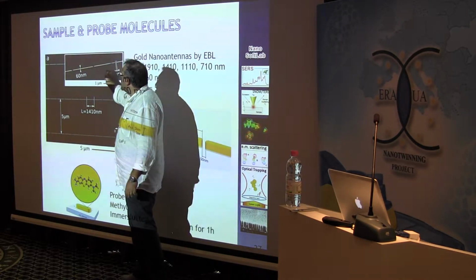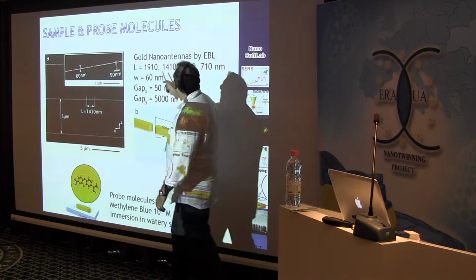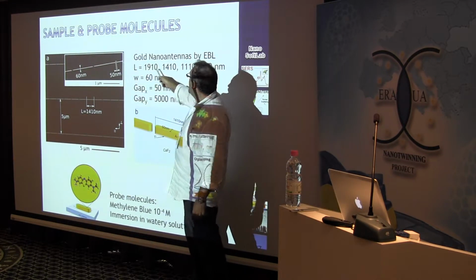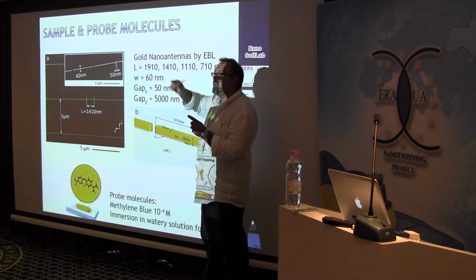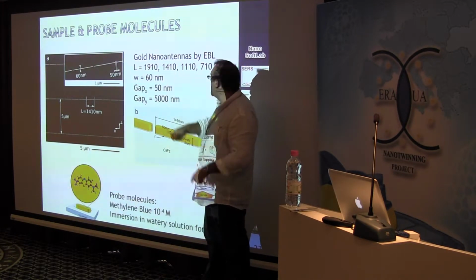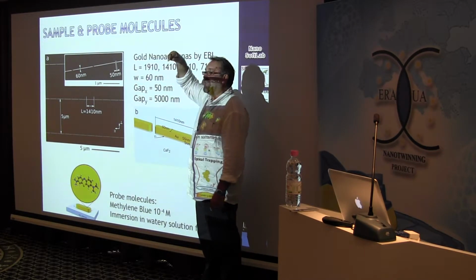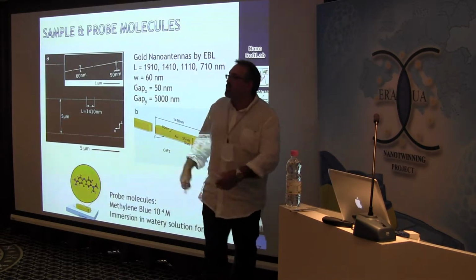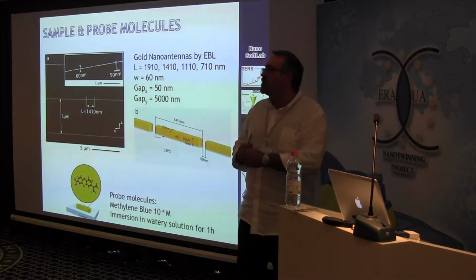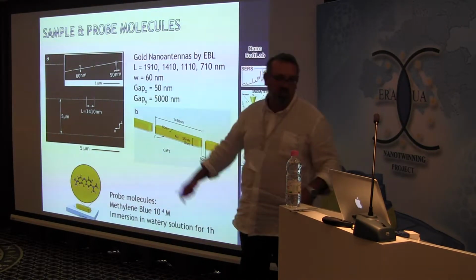So you can think about these antennas as individual nanoantennas. And the length was varied from 710 to 1910 nanometers. So we have antennas resonant in the infrared along the long axis. We have a width of 60 nanometers, so the antenna is resonant in the visible along the short axis. And we tried to deposit methylene blue to see if it was possible to see the enhanced vibration in the infrared and the enhanced Raman vibration in the visible.